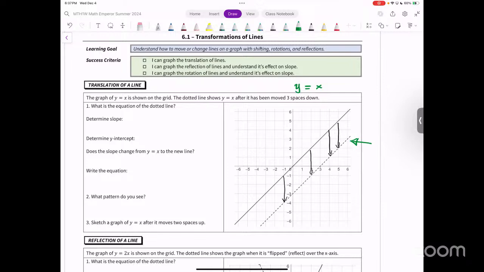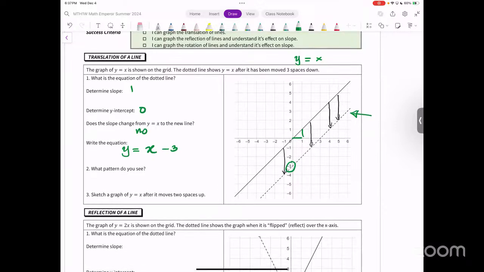Yes. The slope of this line is 1 unit up, so the slope is 1. The y-intercept is 0. Now, does the slope change in the new line? No. What's the new equation we got? y is equal to x, since the slope doesn't change, and the y-intercept is -3. So what pattern do you see? The y-intercept changes. Are you guys seeing that?